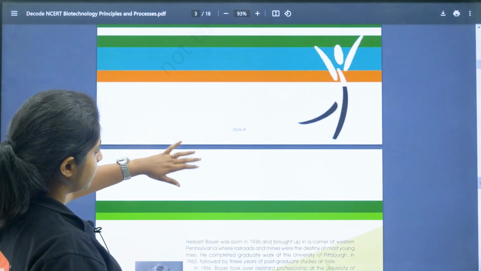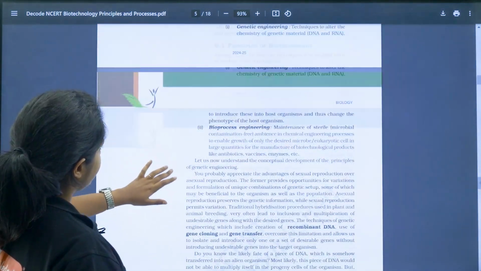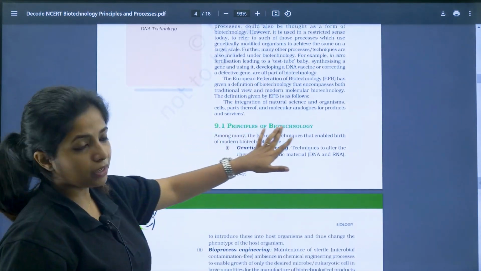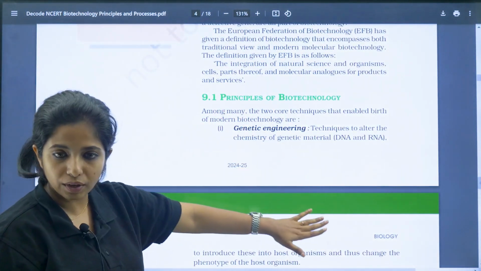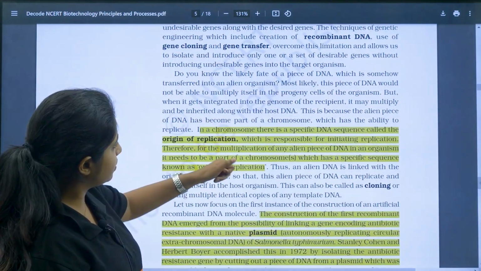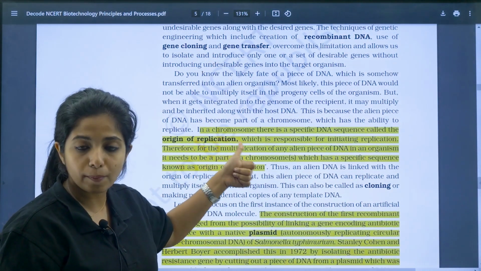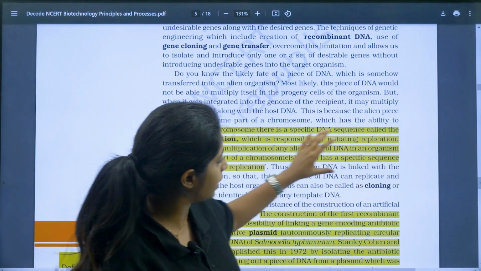So this portion and all the introduction part, you just leave. So from here, principles of biotechnology, my dear children, go give a quick read. Now if you go down, you see something like this, that is origin of replication. I have made this paragraph underlined a bit.